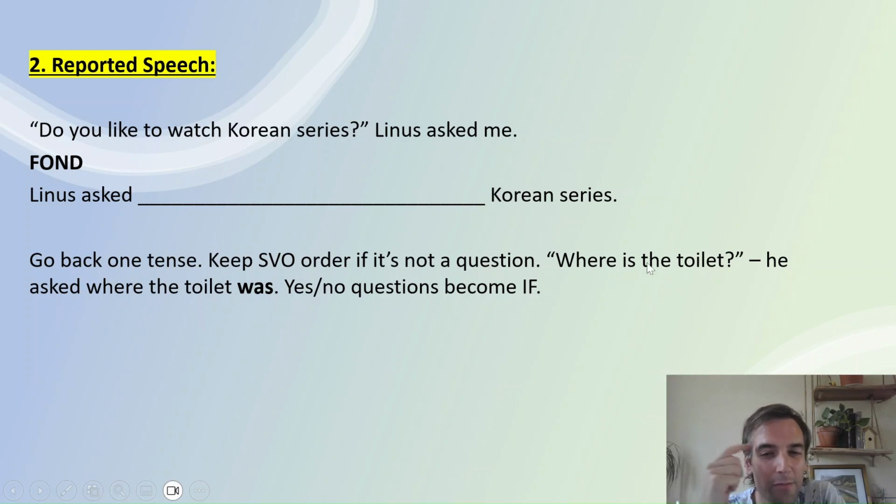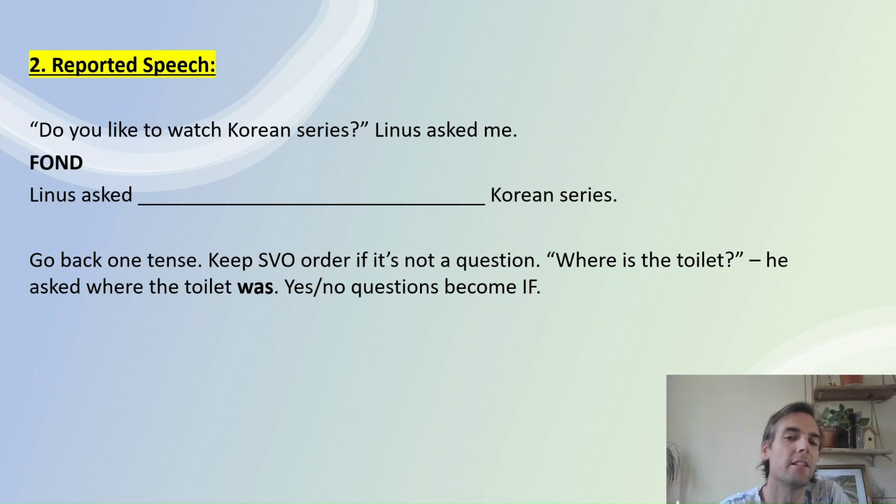The typical example I always remember in my head if I've got a doubt, where's the toilet? He asked where the toilet was. Toilet, subject, verb, was. Subject, verb, because it's not a question anymore. So where is the toilet? He asked where the toilet was. That is the reported speech of that.